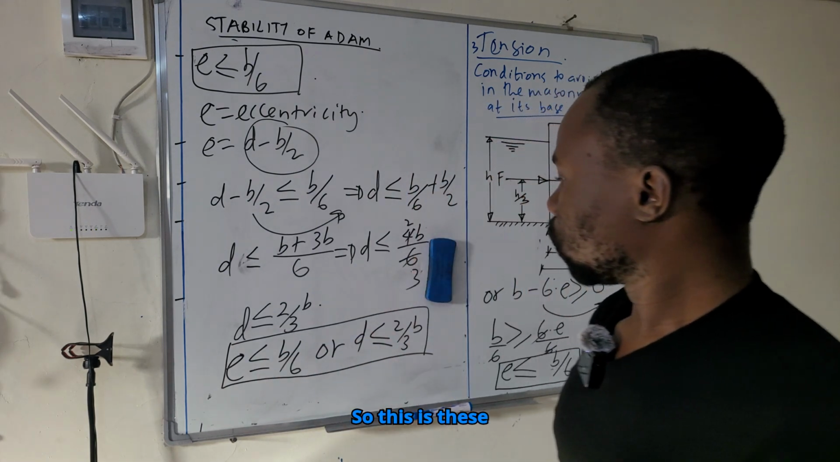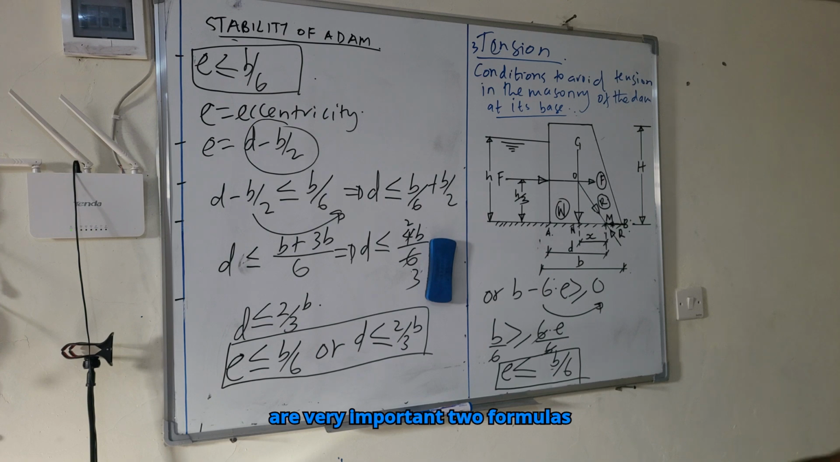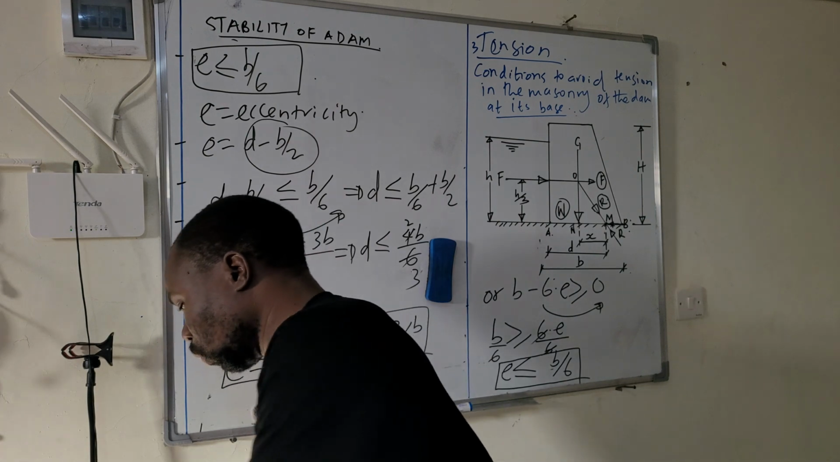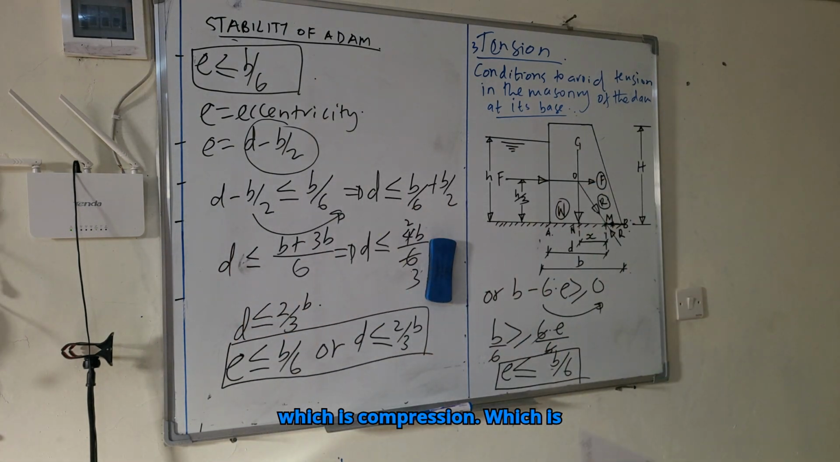So these are two very important formulas to check whether there will be tension or no tension in the masonry wall. Again, we proceed to the last item, which is compression.